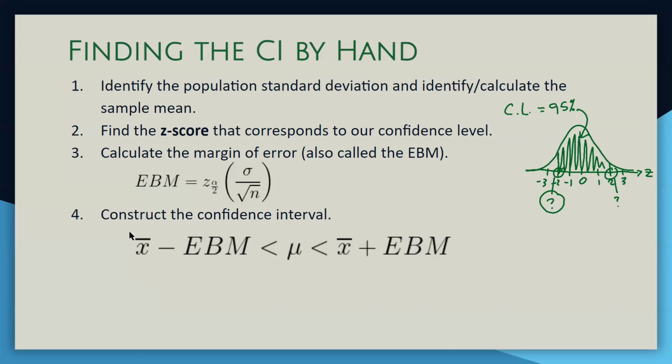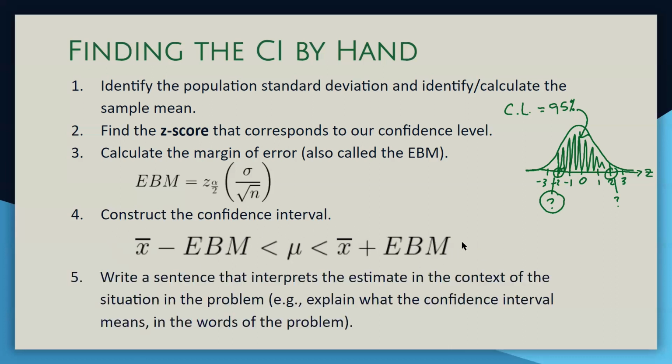After you've constructed this numeric statement, you should write a sentence that interprets that estimate in the context of the word problem. So you're just going to summarize what you found in a sentence. We know with 95% certainty that the population mean falls between the values of blank and blank.